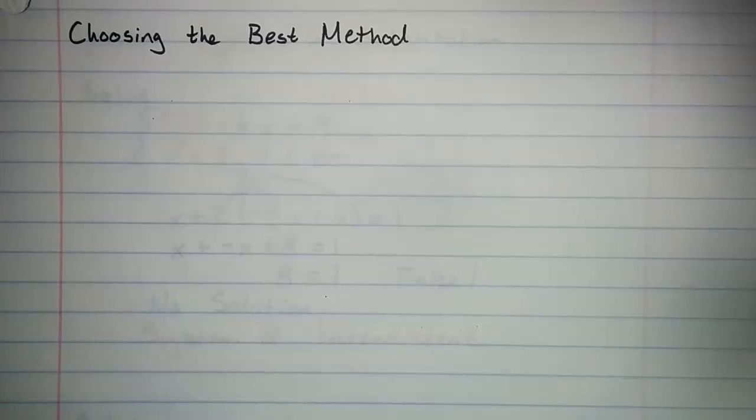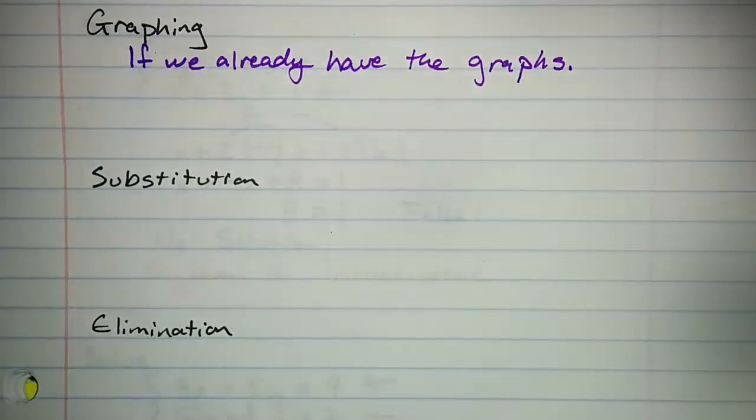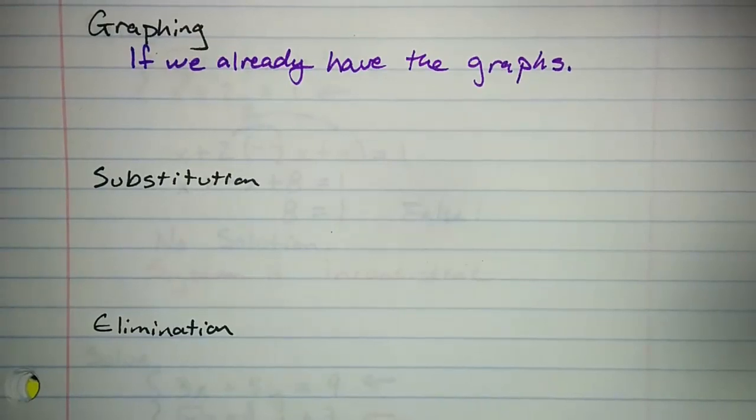So we have three methods for solving a system of equations: graphing, substitution, and elimination. When we encounter a problem, which one should we use? Okay, now graphing is not usually our method. We will use graphing to solve systems of linear equations if we already have the graphs, and that's about it.